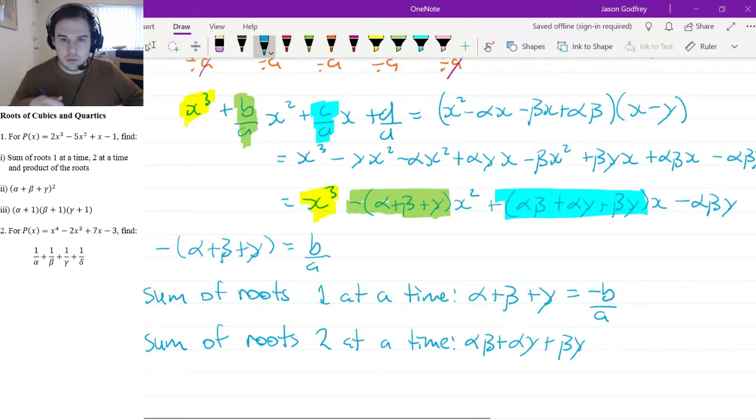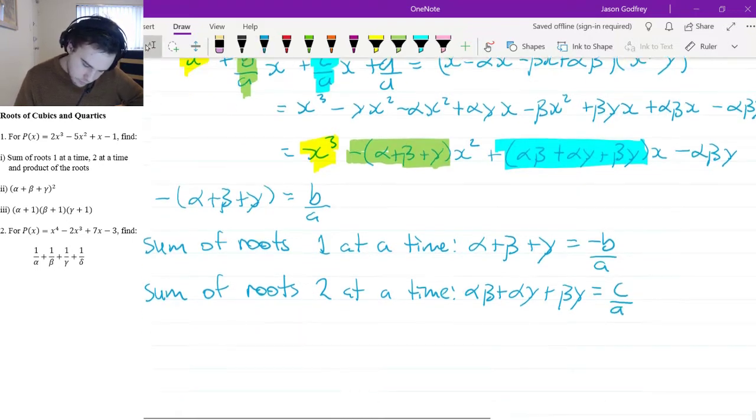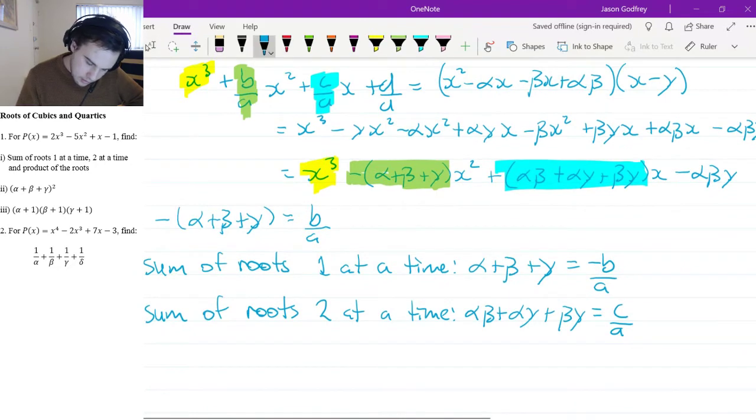Even if you did them beta times alpha, that's the same thing, just in another order. So they're the only possibilities you can have. That was the coefficient of x, so that'll be equal to c on a. And then the constant term d on a here, this is our constant term without x there.